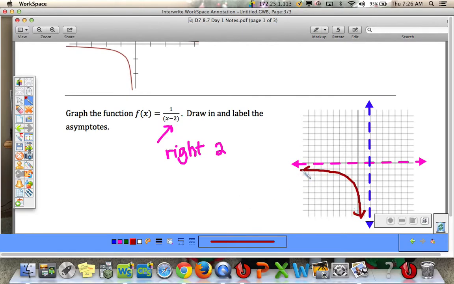So here's a sketch of the function. So make your shift and then draw on the asymptotes. Again, this one shifts to x equals 2. This is y equals 0.